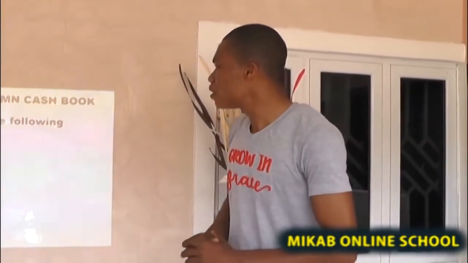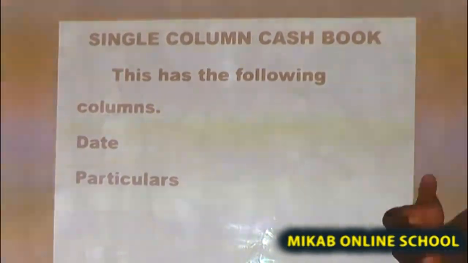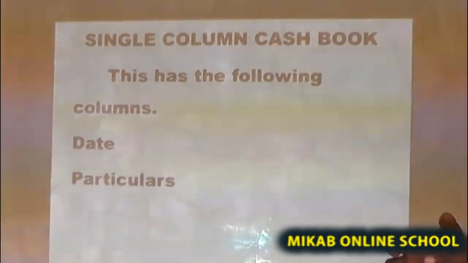Now let's take a look at the single column cash book. The single column cash book records just cash, and it has the following columns. Number one, it has a column for dates. The date on which the transaction occurred, that is the column where we record it. The second one is the particulars. Particulars record the description of the transaction, how it occurred, who is buying, who is selling. All will be recorded in the particulars column.